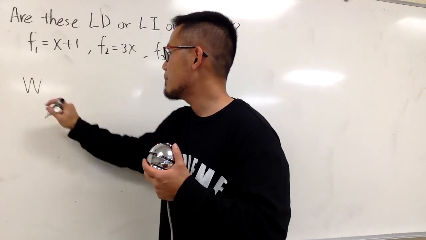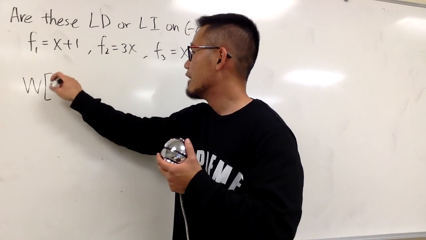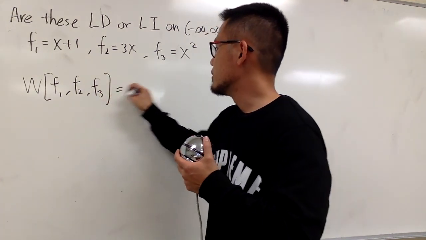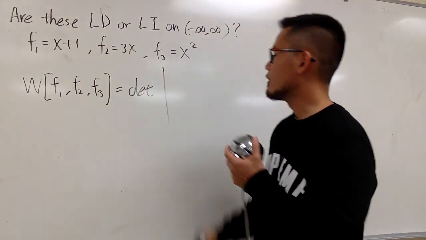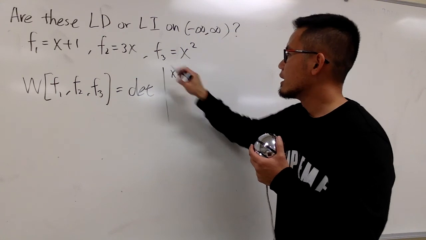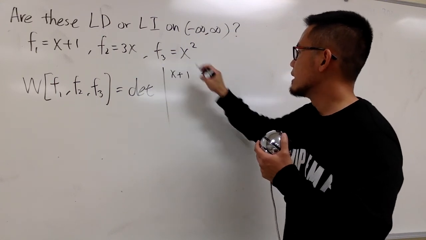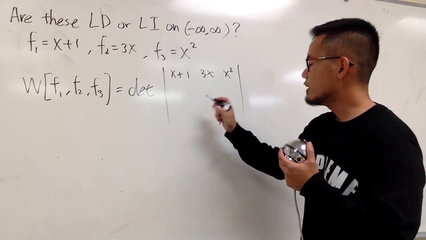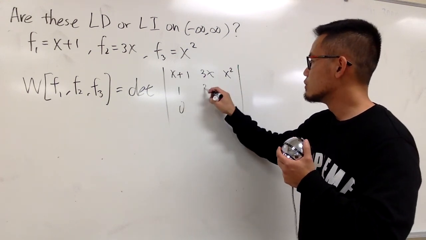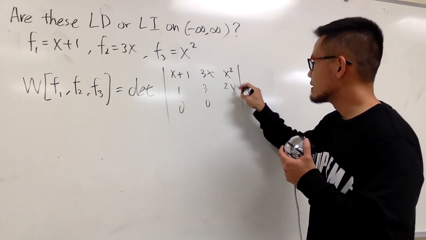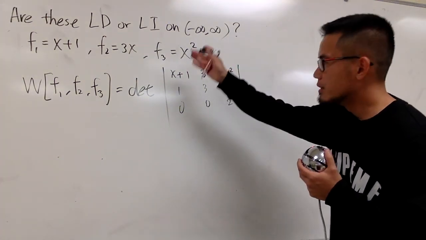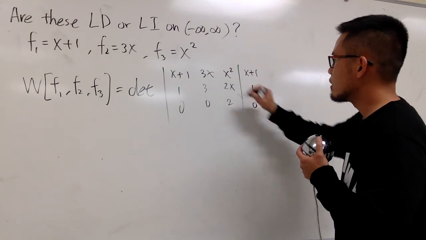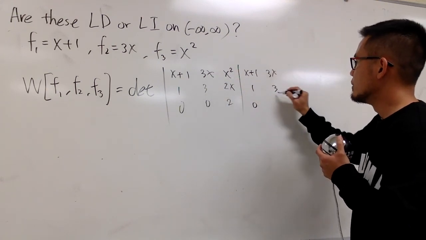So let me put down W of f1, f2, and f3, which is going to be the determinant of x plus 1, and then 3x, and then x squared. And then I'll go ahead and differentiate. This is 1, 0, 3, 0, x, 2x, and then 2. And then I'll copy down the first two columns. So we have x plus 1, 1, 0, and then 3x, 3, 0.